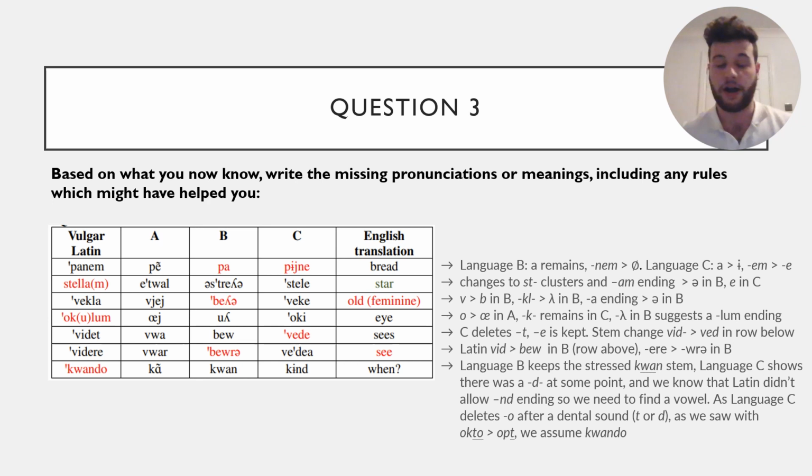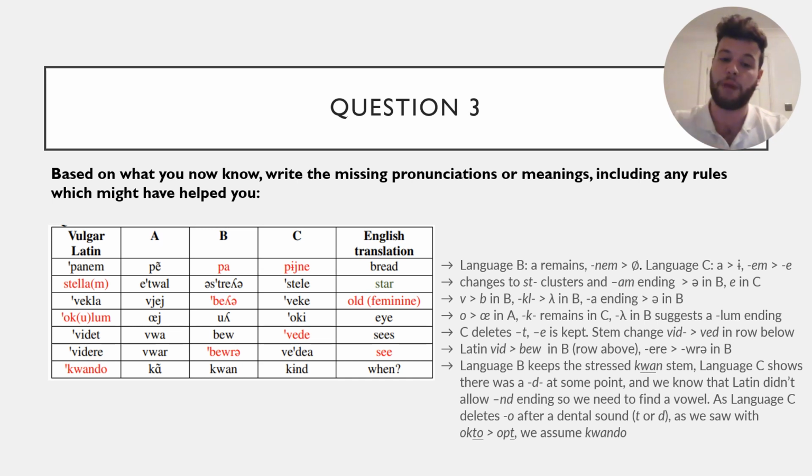With language C, I knew that a does become ui, especially before n. So poine was a good answer because I knew that these nem endings in language C don't disappear altogether like they do in language B. They just lose the m, so it's poine. This ne ending survives.